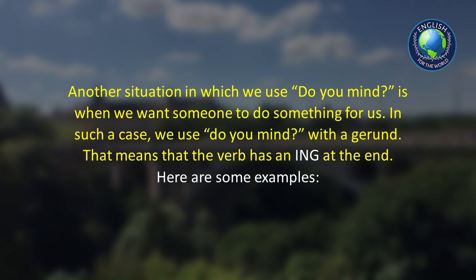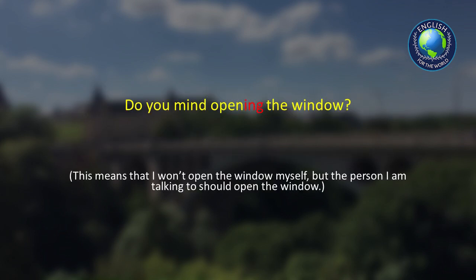Another situation in which we use "do you mind" is when we want someone to do something for us. In such a case, we use "do you mind" with a gerund. That means that the verb has an ing at the end. Here are some examples. 1. Do you mind opening the window? This means that I won't open the window myself, but the person I am talking to should open the window.